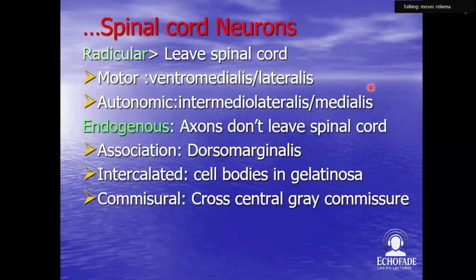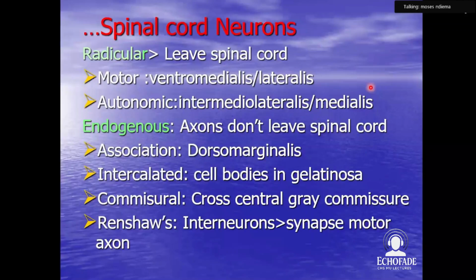Then commissural neurons cross the midline. They cross from the right part to the left side, contralateral. So they move to the contralateral side before they can either ascend or descend. Then we have the Renshaw cells. These ones are important. Renshaw neurons synapse to the motor neurons. So they can inhibit the activity, and these are very important in regulating the movement of the body.